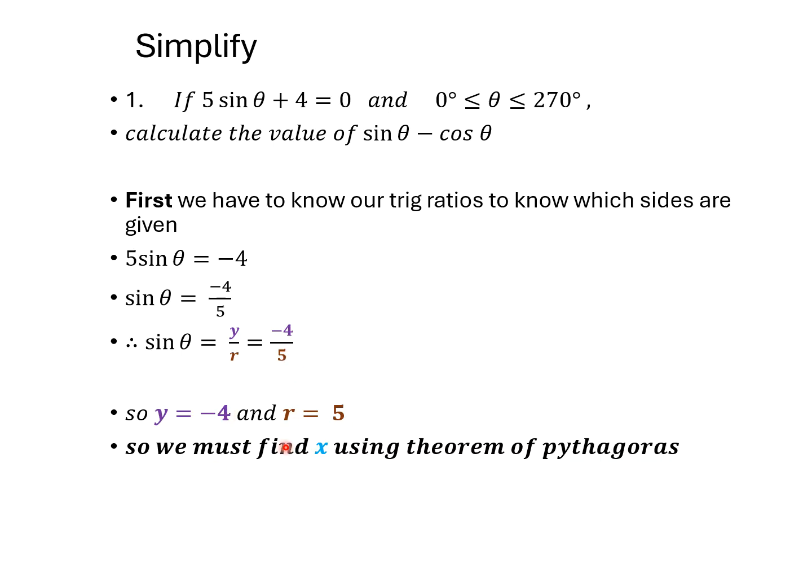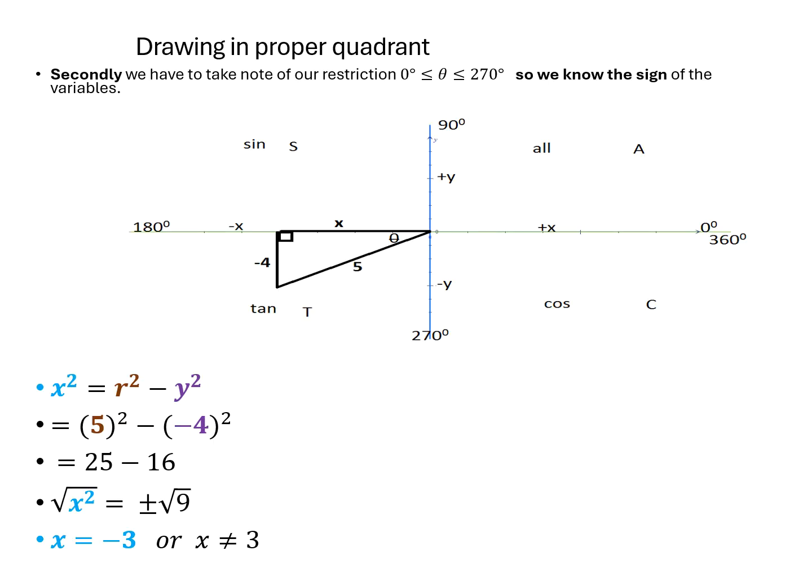So we must find x using theorem of Pythagoras. But we have to draw this in a proper quadrant. So we need to look in which of those quadrants 1, 2, and 3 is sine negative. If you look there, sine is negative. There, sine is positive. Sine is positive there. Here, tan is positive and cos. So in the third quadrant, sine is negative.